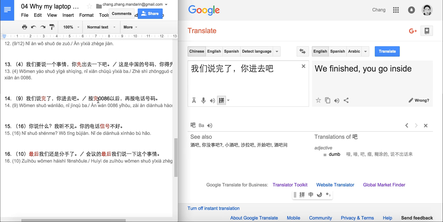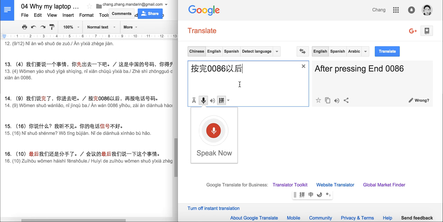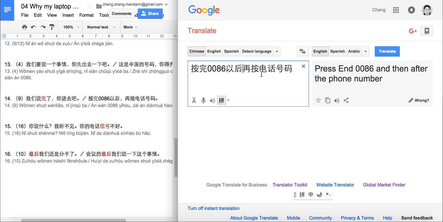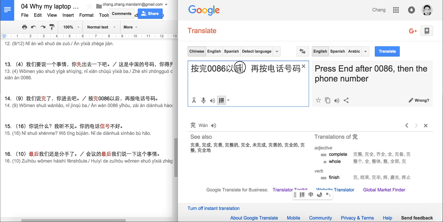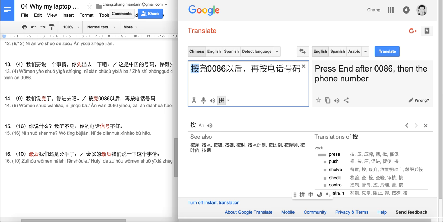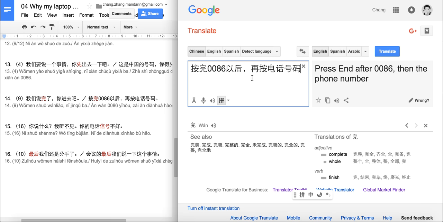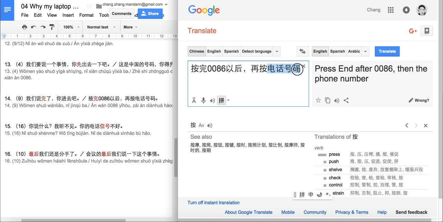Next one. 按完0086以后再按电话号码。You press and finish 0086, 以后 means after. So after you type down 0086 on your cell phone, again press 电话号码, the phone number. So you press the cell phone number after you press 0086 first, okay?